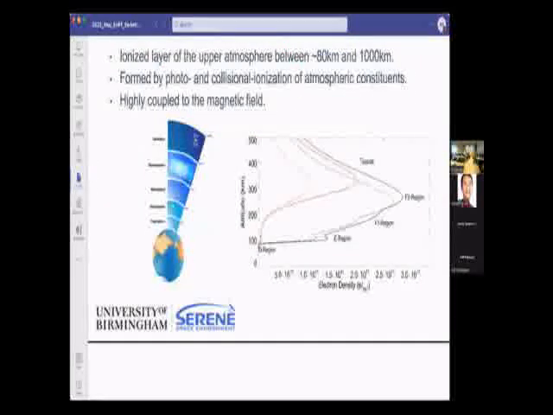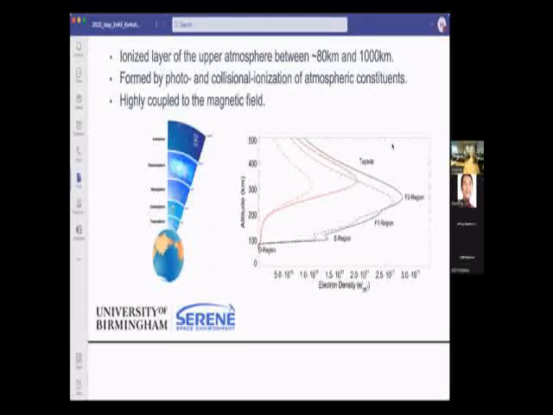What we'll be talking about today is the ionosphere. The ionosphere is the layer of the atmosphere with an altitude from 80 kilometers to 1,000 kilometers. This is the area where electromagnetic waves from the sun collide, and photons ionize atmospheric constituents. This creates free electrons and positively charged molecules in this area. It's highly coupled to the magnetic field, so any disturbance in the magnetic field will also create irregularities in the electron density.